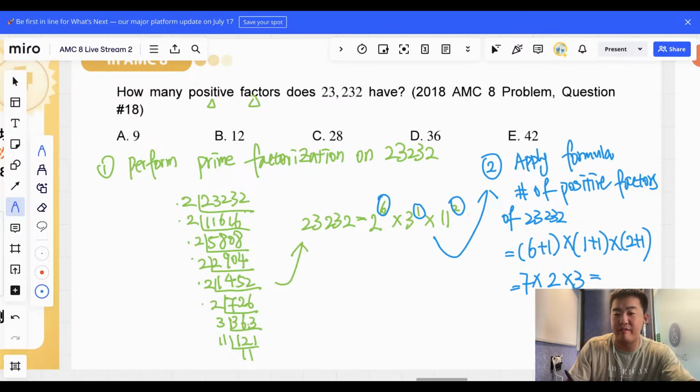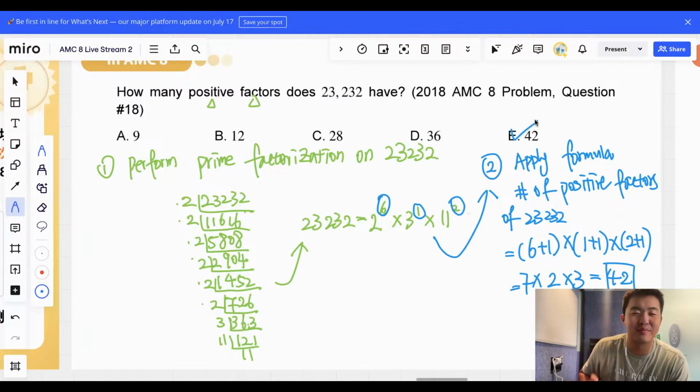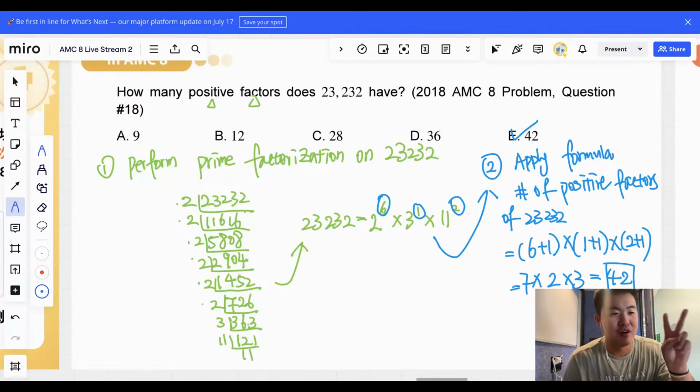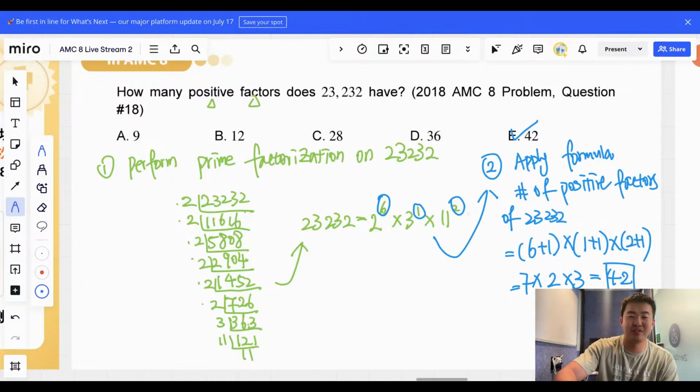What is our final answer? 14 times 3, okay, is 42. Good. So these give you the total number of positive factors. So where is 42? It's option E. So you see, just 2 easy steps. First step is prime factorization. Second step is apply the formula. Know the number of positive factors.